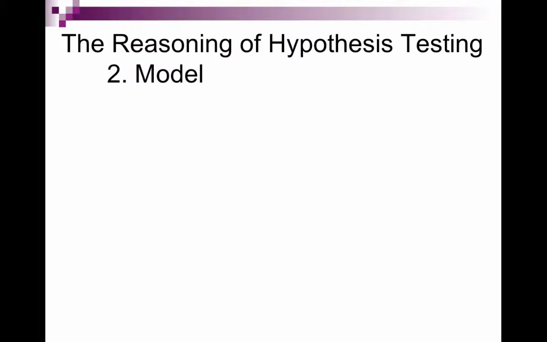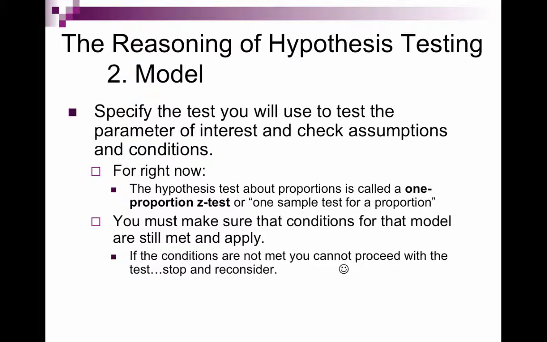The second part of hypothesis testing is the model. Here you have to specify the test you will use to test your parameter of interest, and you have to check your assumptions and conditions. For right now, we're only doing this one test, and it's a hypothesis test about proportions. So it's a one proportion z test, or a one sample test for a proportion. You must make sure that all the conditions for that model are still met and apply. If the conditions are not met, you cannot proceed with the test. You have to stop and reconsider what you're doing.